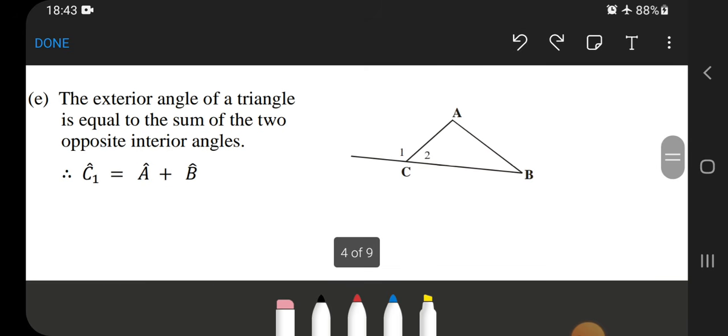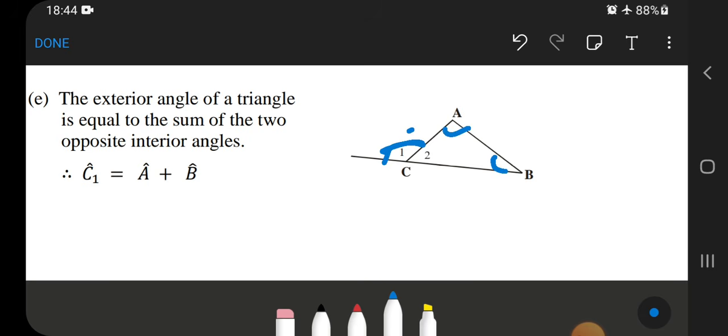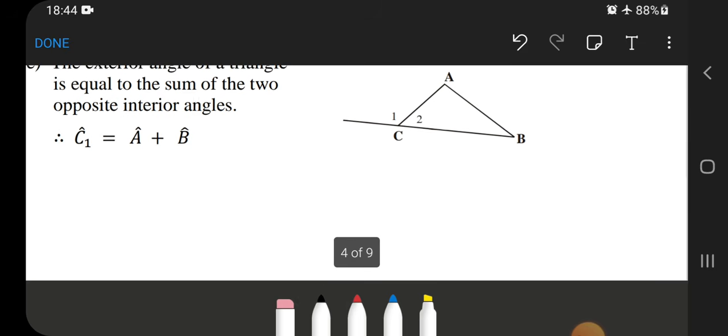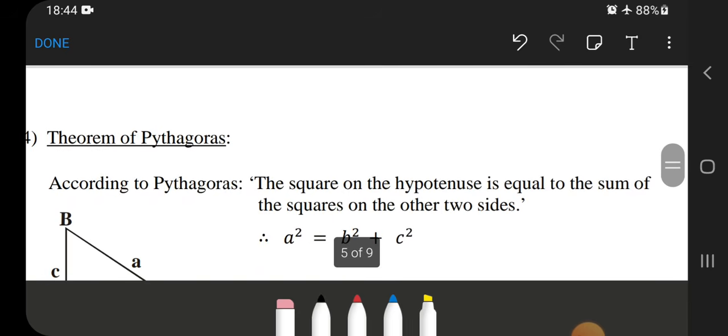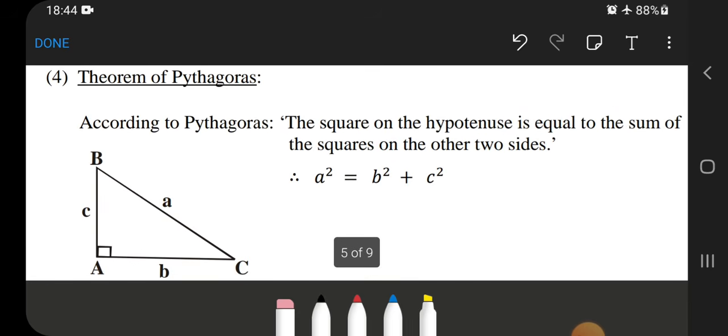Okay, and then the exterior angle of a triangle is equal to the sum of the two opposite interior angles. So this is equal to this plus this, because the exterior angle is equal to the sum of the two interior angles, which are this one. Interior is inside the triangle, exterior is outside the triangle. Okay, and then Pythagoras.